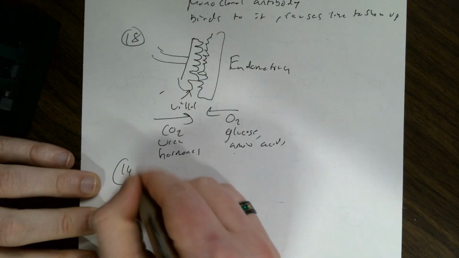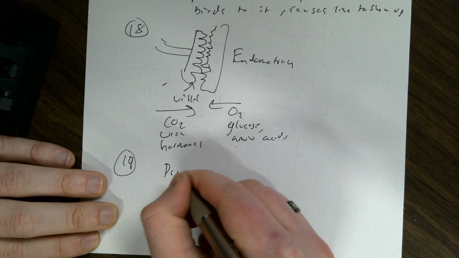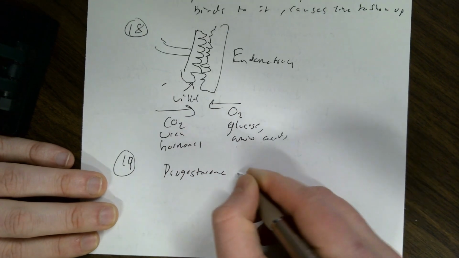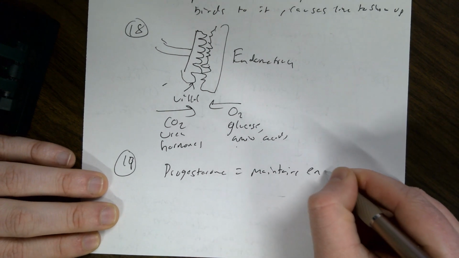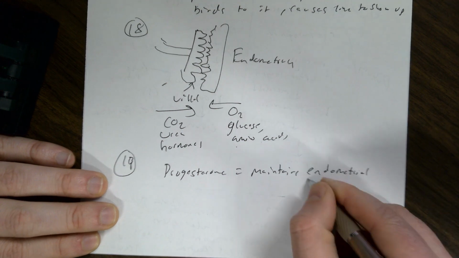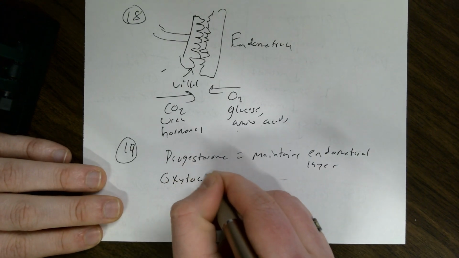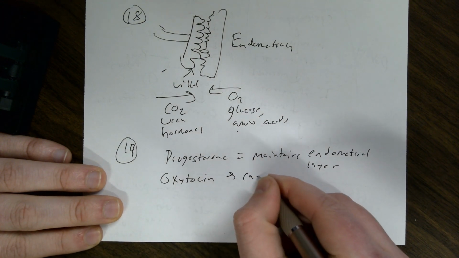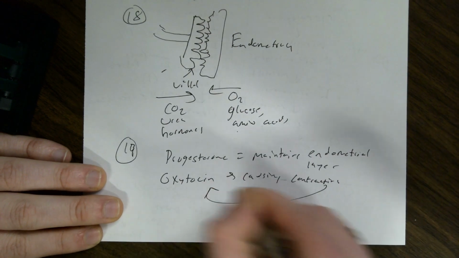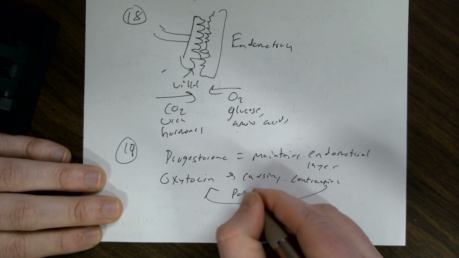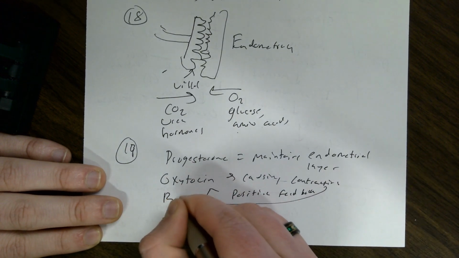All right, 19. Almost done, just 2 standards to go. So there's 2 hormones involved in this process. The first one is progesterone, which maintains the endometrial layer and maintains the pregnancy, and it drops off very late in pregnancy. The other hormone is oxytocin. Oxytocin is responsible for causing contractions, and then contractions cause more oxytocin, and so this is a good example of a positive feedback loop. And so oxytocin is what will actually lead to giving birth.